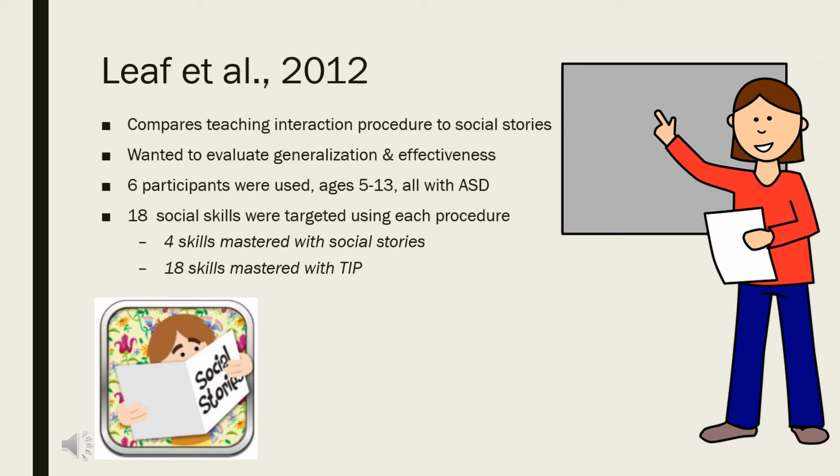6 participants were used, ages 5 through 13, all with autism spectrum disorder. 18 social skills were targeted using each procedure, and all 18 skills were taught to mastery using the teaching interaction procedure, while only 4 skills were mastered using social stories. The study showed greater skill acquisition of social skills with the teaching interaction procedure than with social stories. So it is suggested in this study that the role-playing aspect of the teaching interaction procedure may be an important component for increasing the effectiveness of this procedure, and that may be the big difference between the TIP and the social stories.